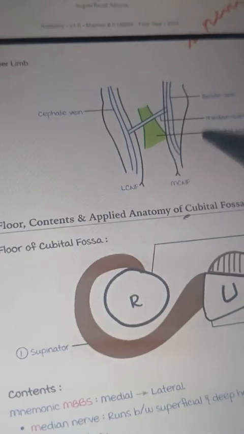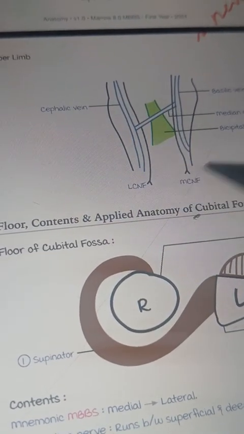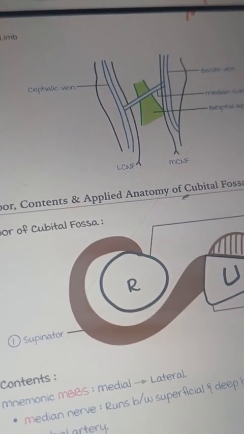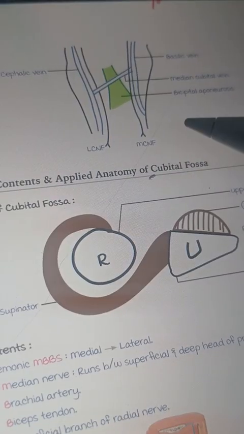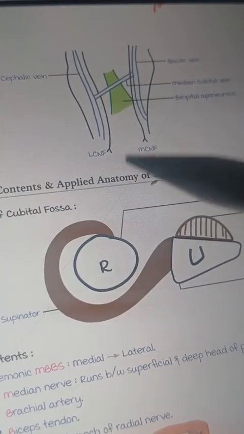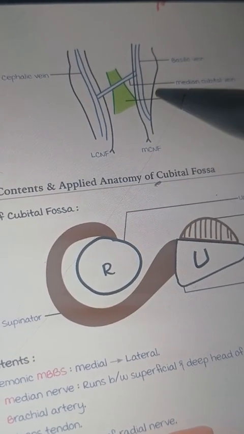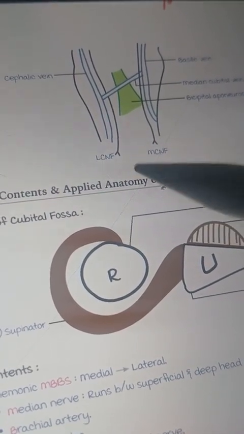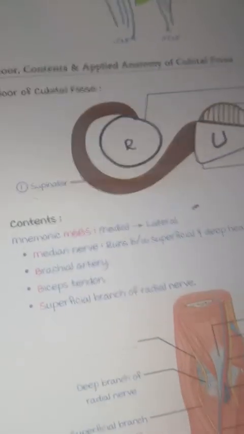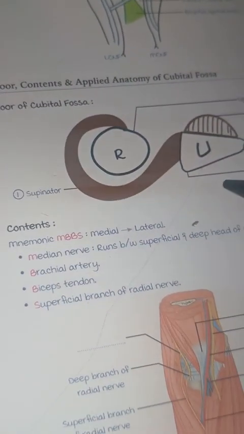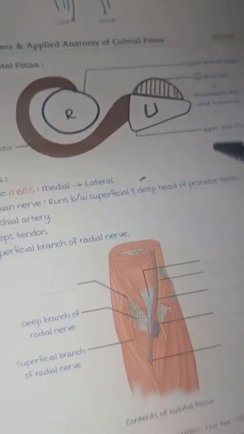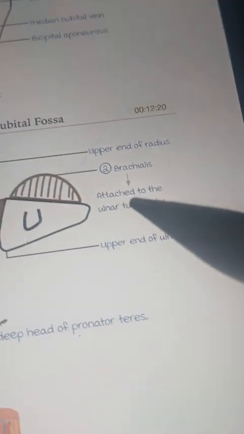This is the cubital fossa, with two muscles, the cephalic vein, basilic vein, and median cubital vein joining the two, as you can see over here. Then we have the bicipital aponeurosis, the lateral cutaneous nerve of the forearm, and the medial cutaneous nerve of the forearm. So three veins, two nerves, and one bicipital aponeurosis. That's the content of the cubital fossa. Floor of the cubital fossa: the supinator muscle on the radius side, and on the ulnar side the upper end of the radius.